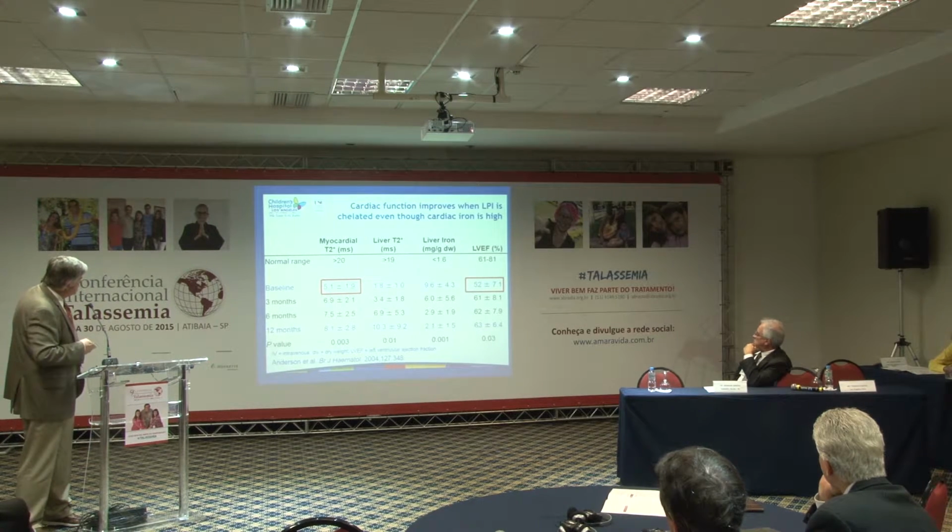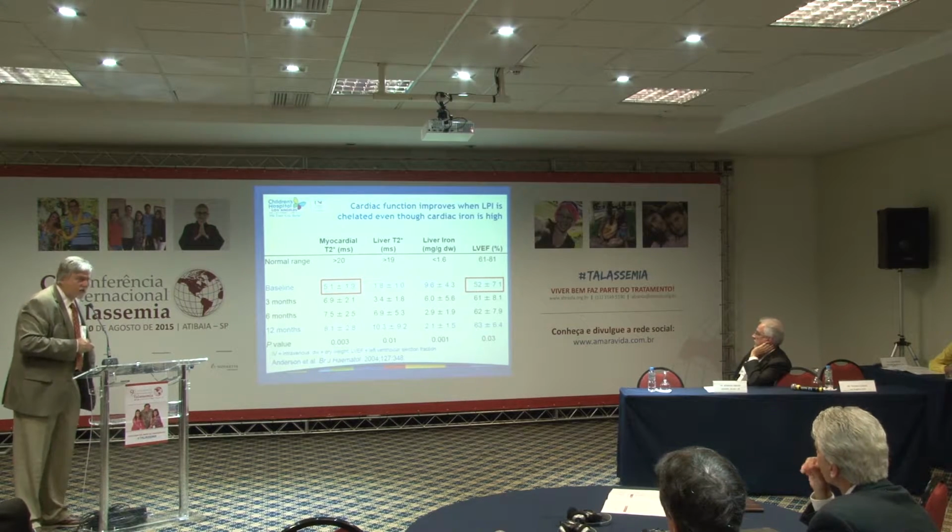And you see T2 star in the heart is 5.1. That's pretty bad T2 star. Cardiac function, 52% ejection fraction, not so good. After 3 months, T2 star maybe definitely a little bit better, but still very bad. Ejection fraction now normal. So before you've removed substantial iron from the heart, the ejection fraction has improved. 12 months later, T2 star, much better.